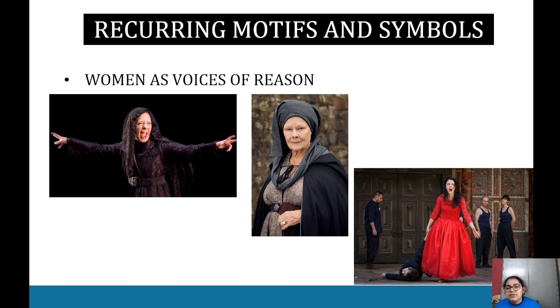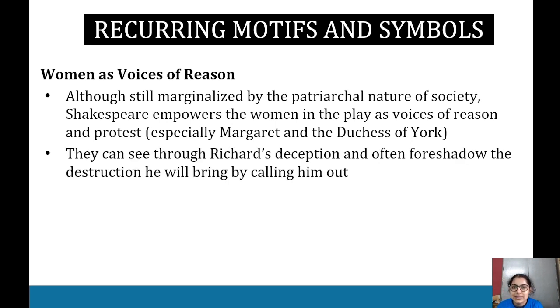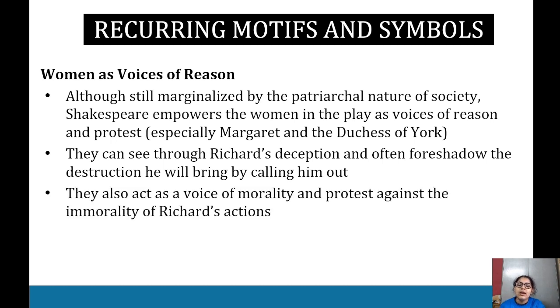Now, another motif or symbol is women as voice of reason. So we see that while, of course, they're still marginalized by the patriarchal nature of society, Shakespeare empowers the women in the play as a voice of reason and protest, and specifically Margaret and the Duchess of York. So remember, Margaret is wife of King Henry VI, and Duchess of York is the mother of Richard. So they can see through Richard's deception, and they often foreshadow the destruction that he will bring by calling him out.